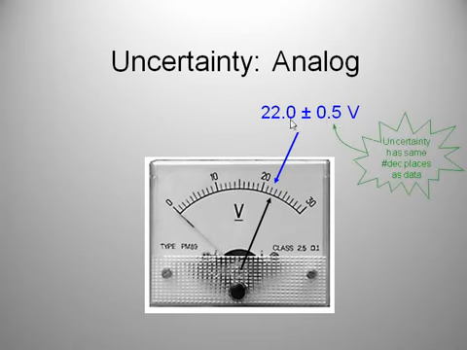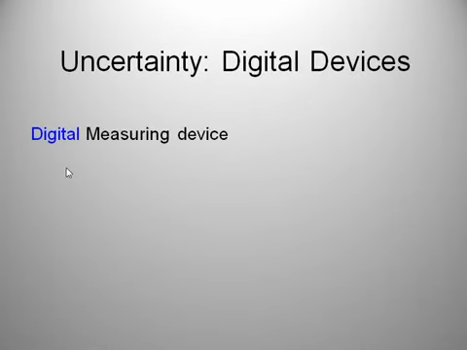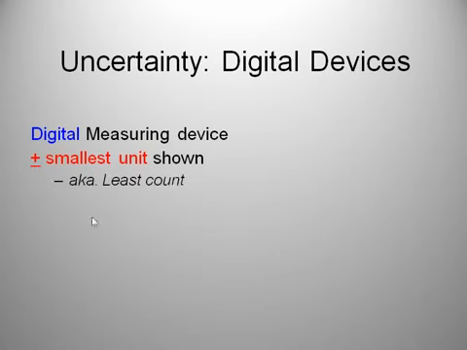And here again, we want to have the same number of decimal places in our data value and uncertainty, and uncertainty to one significant figure. Let's try digital measuring devices. What's a digital? Well, these are meters that have numbers flashing at you. And for these, we're going to use the smallest unit shown. That's also called the least count.